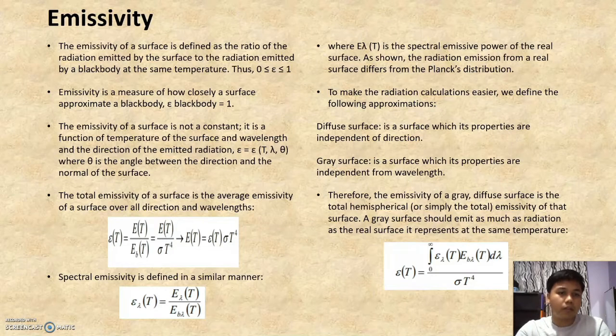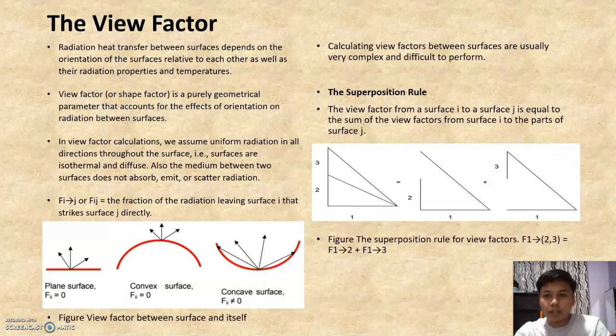To make radiation calculations easier, we define the following approximations, which we define in the question. We define two types. A diffuse surface is a surface whose properties are independent of direction, while a gray surface is a surface whose properties are independent of wavelength. Therefore, the emissivity of a gray, diffuse surface is the total hemispherical emissivity of the surface. A gray surface should emit as much radiation as the surface represents at the same temperature, as you can see in the slide. The next one is the view factor.